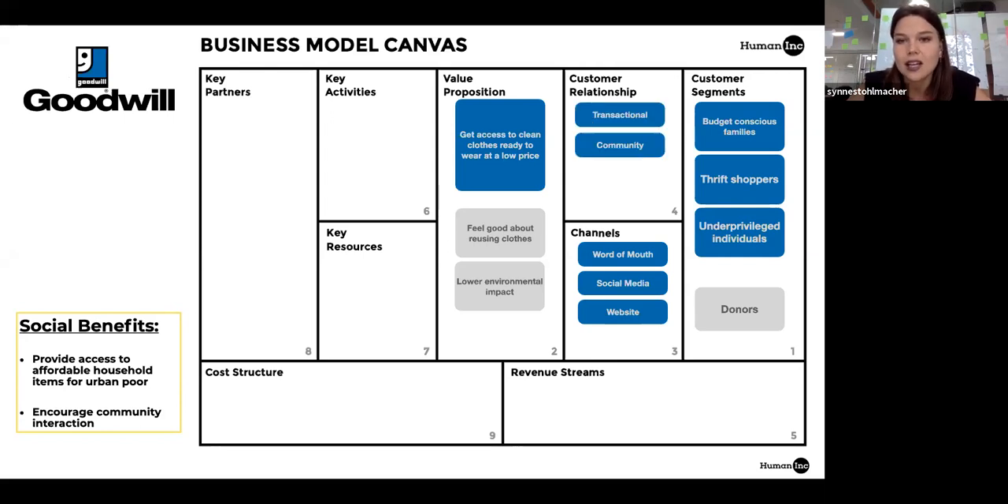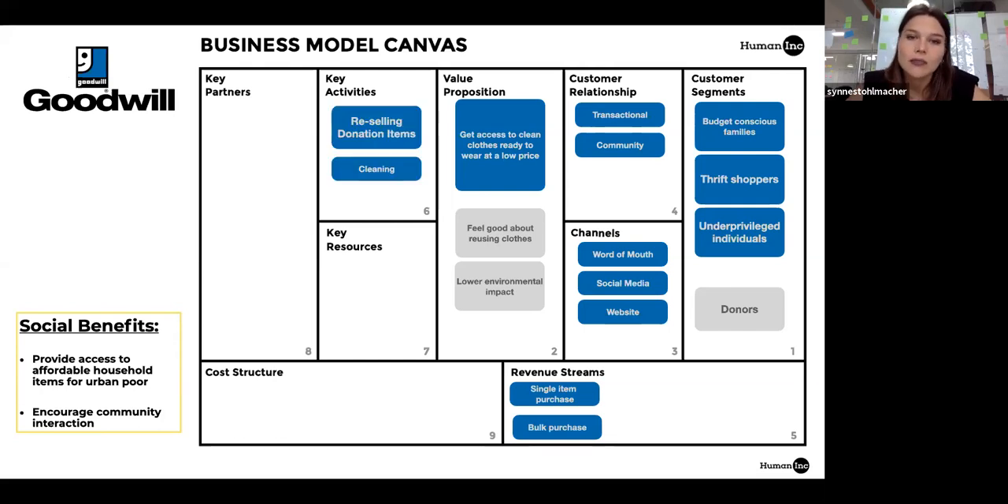that should be on there. The customer relationship is transactional, and they also again have a community because they consist a lot of volunteers. The revenue stream is the single item purchase or bulk purchases. So actually Goodwill Store also sells in bulks to other organizations. The key activity is reselling donation items. So basically just taking an item, cleaning it, and then reselling it, so retail activity.